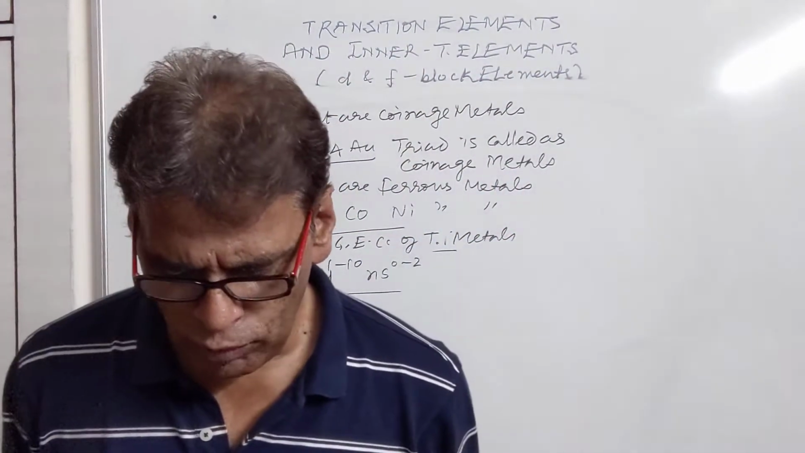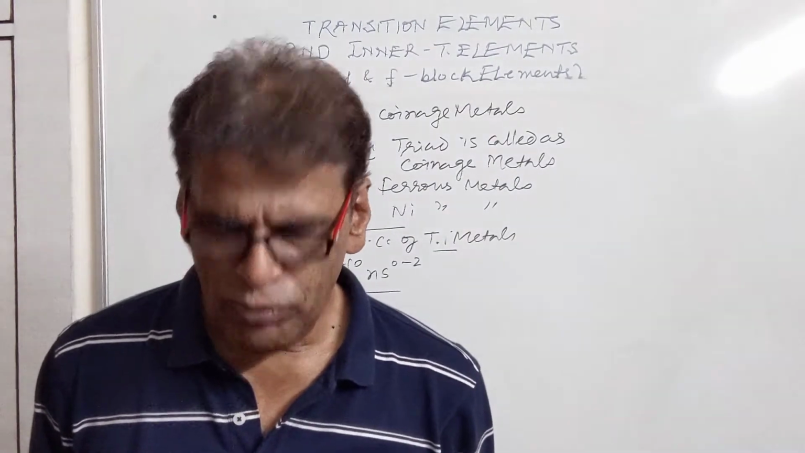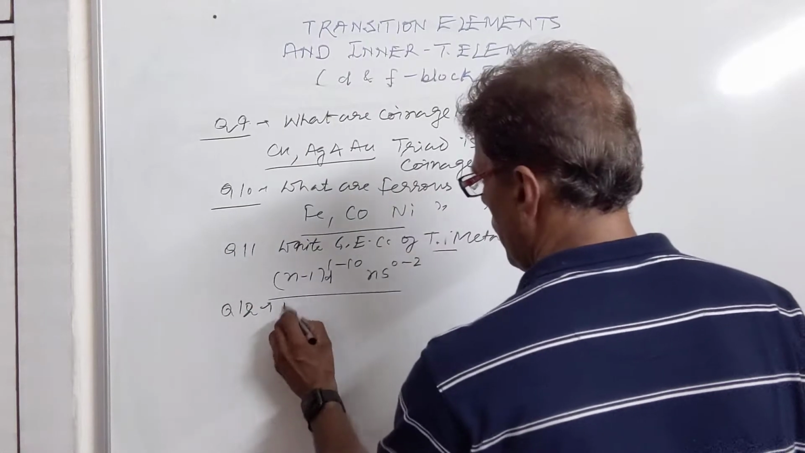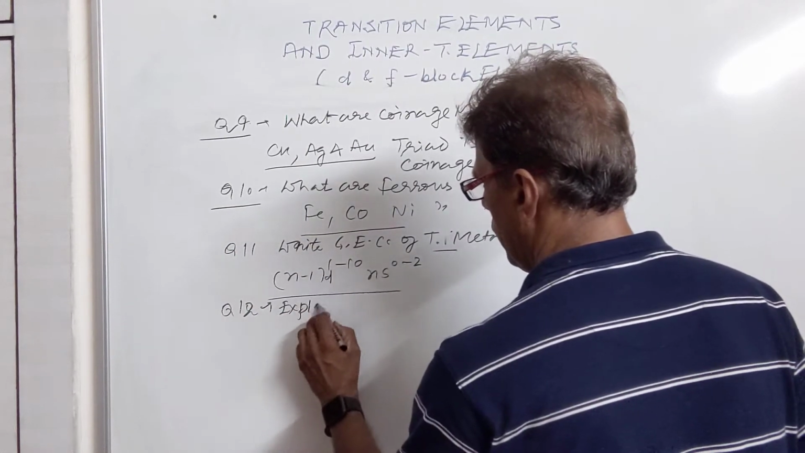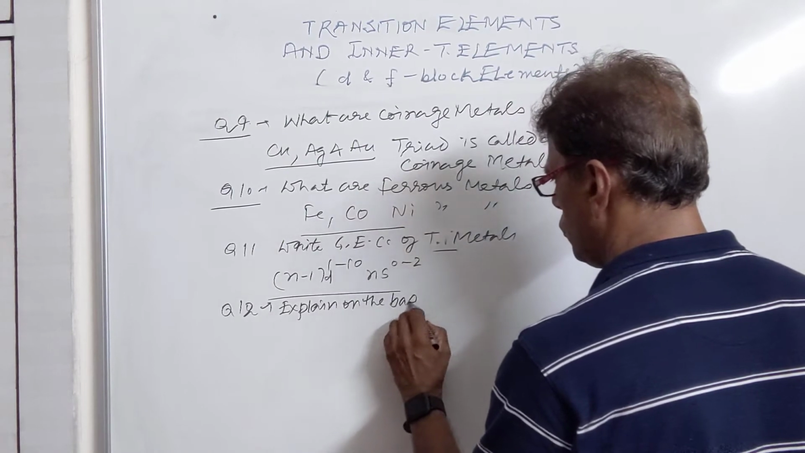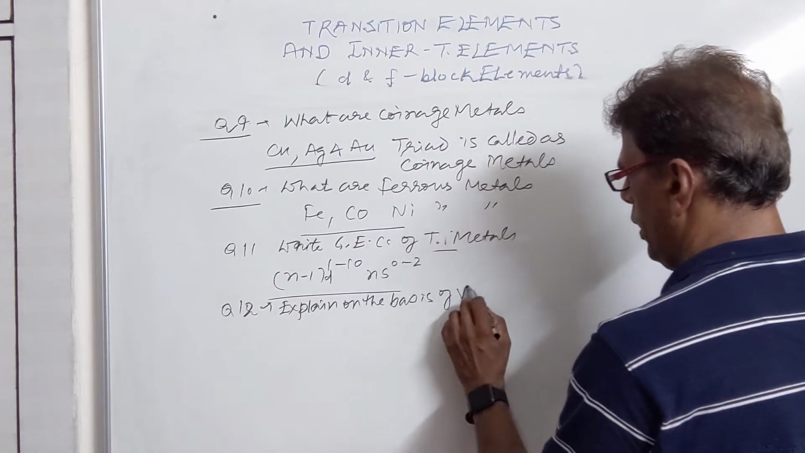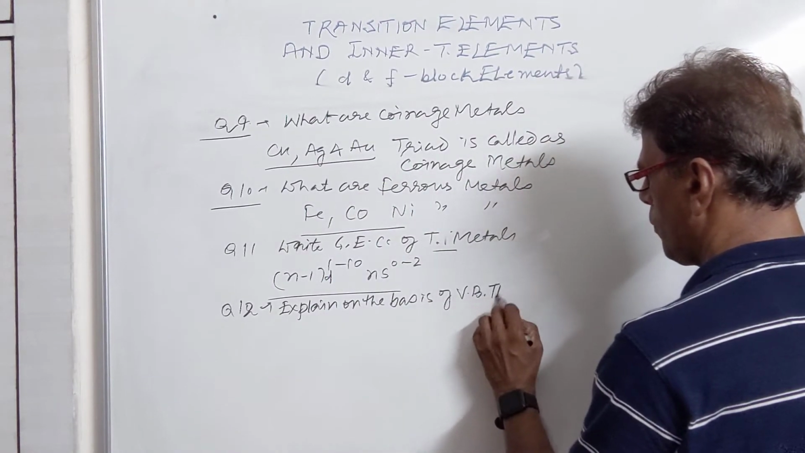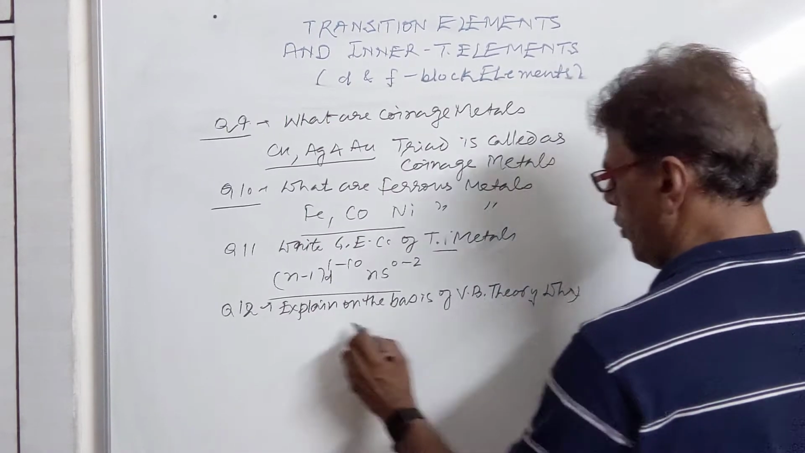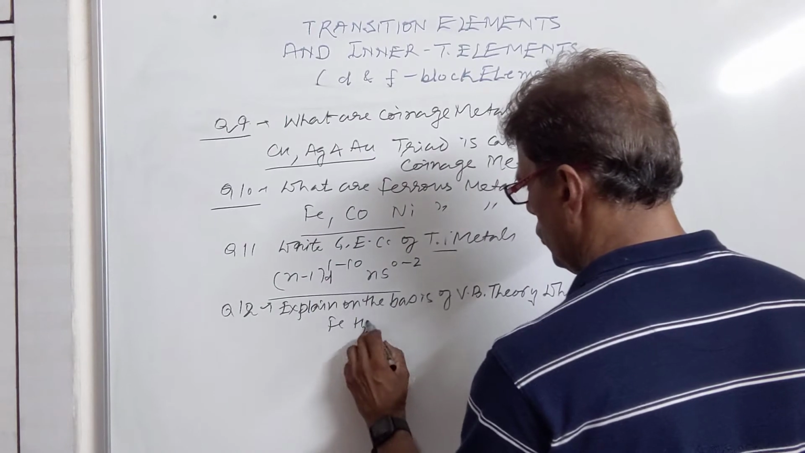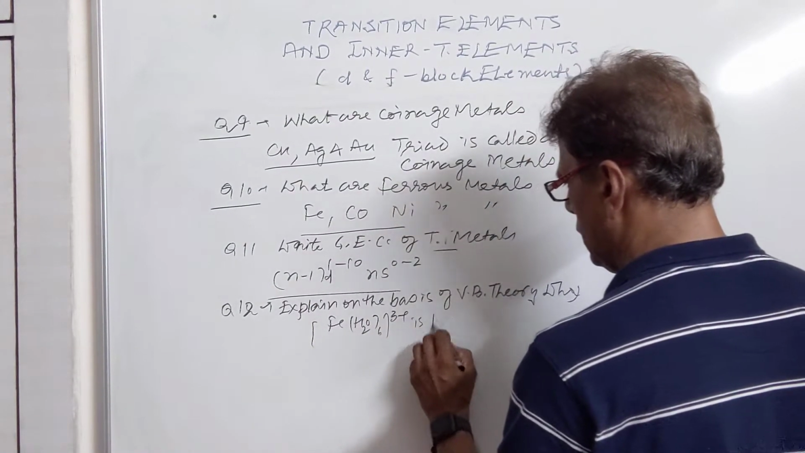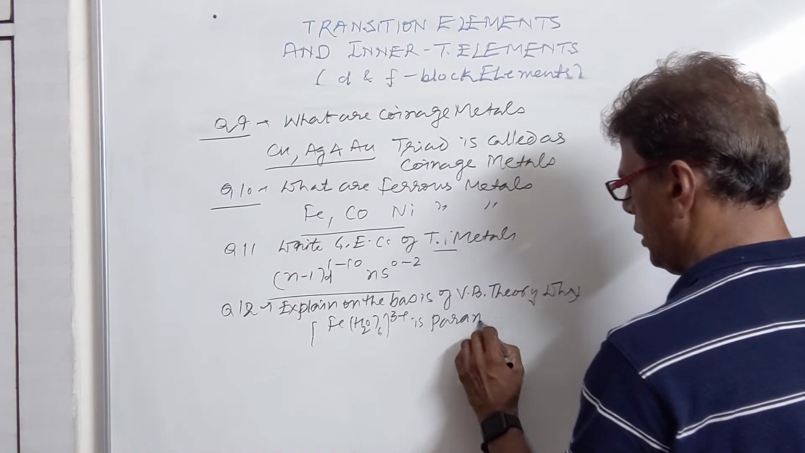Explain on the basis of valence bond theory why [Fe(H2O)6]3+ is paramagnetic in nature.